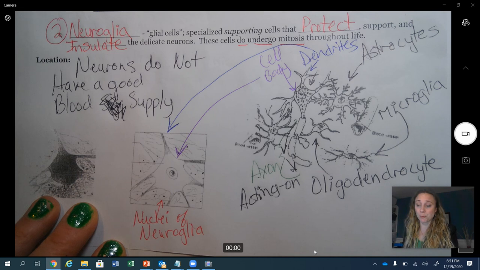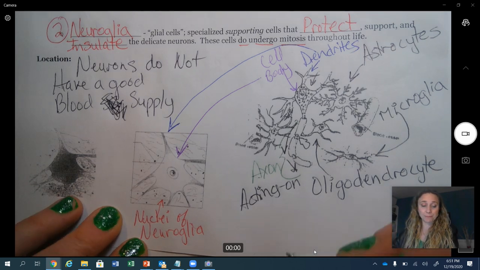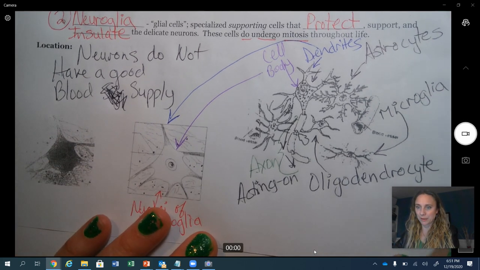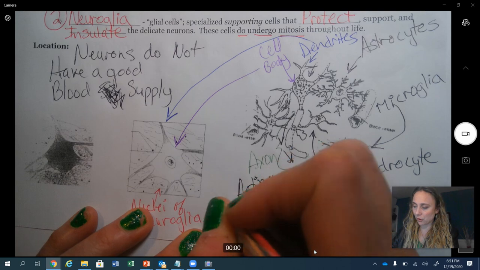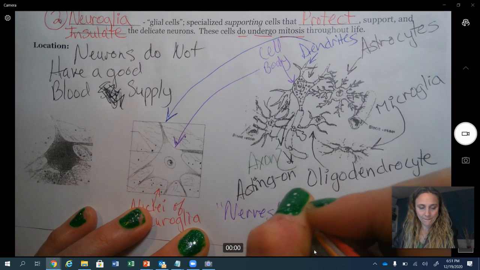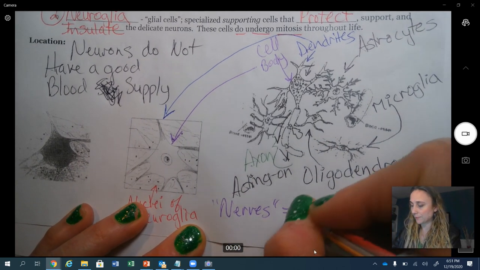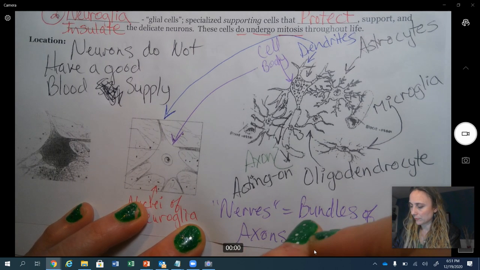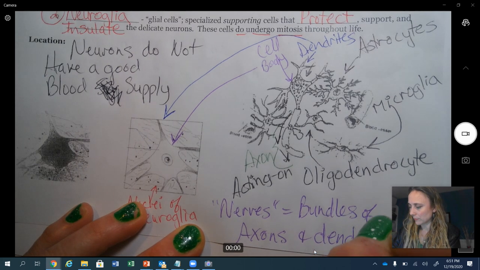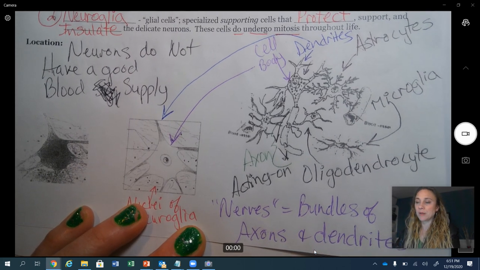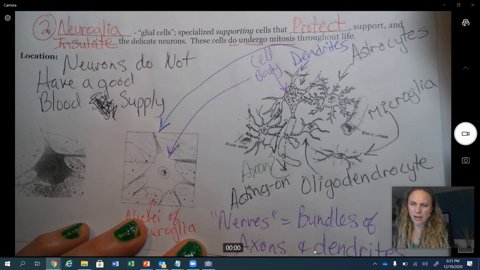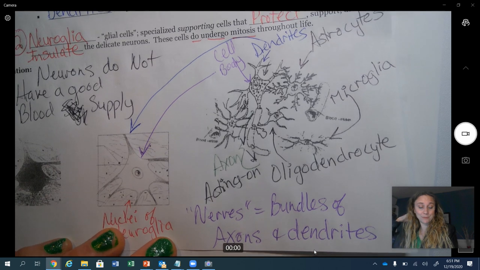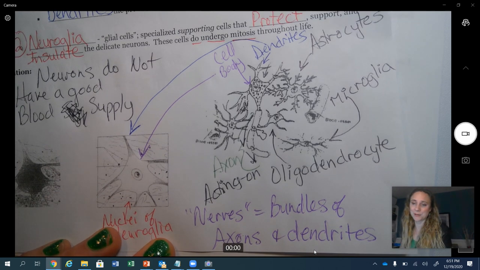We call those nerves, but really what we're talking about is a bundle of axons and dendrites. Yeah, because they're not that big. All right, so what you call a nerve is really bundles of axons and dendrites. Okay, and that keeps things organized too, and hopefully your surgeon can avoid cutting through those and causing some loss of sensation or function.